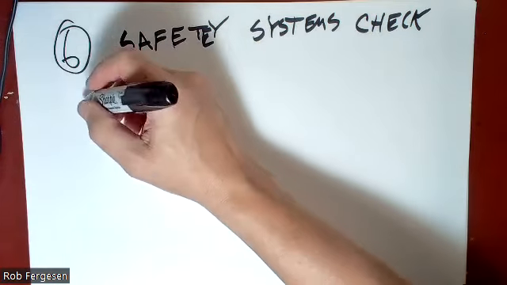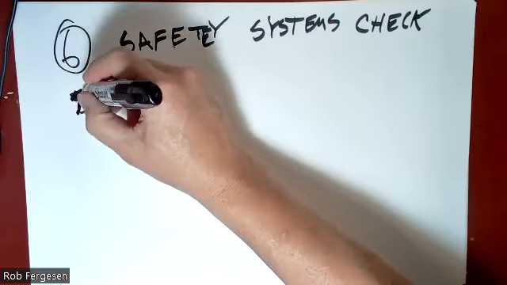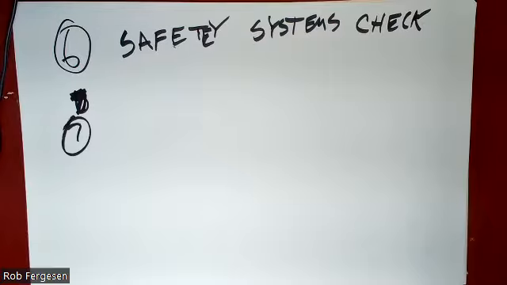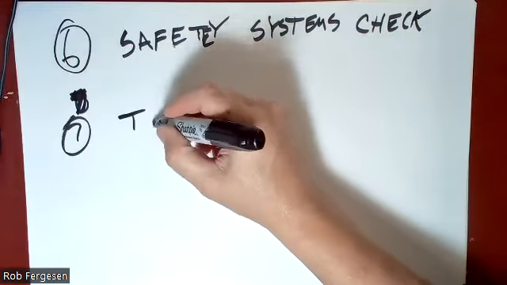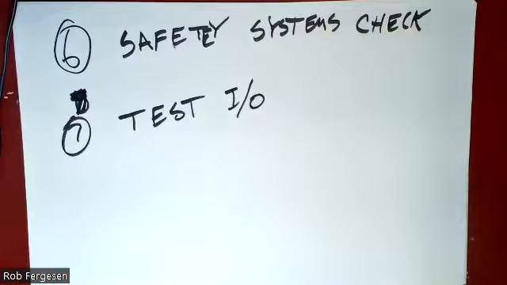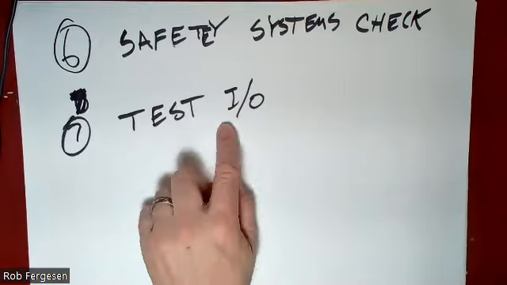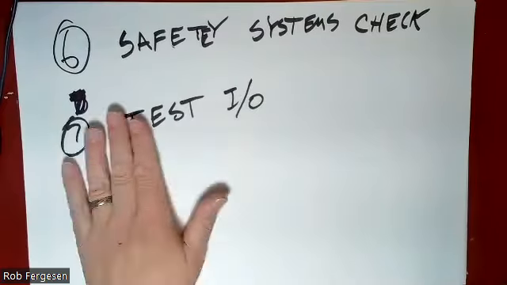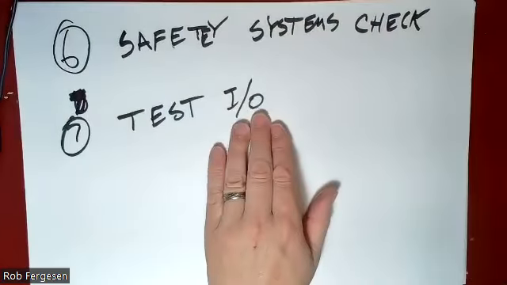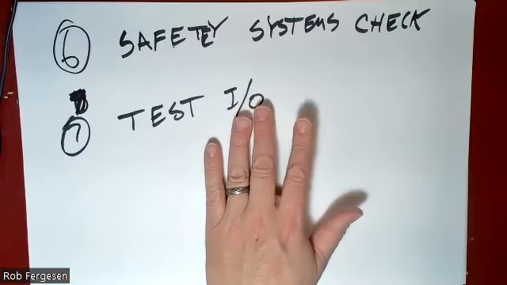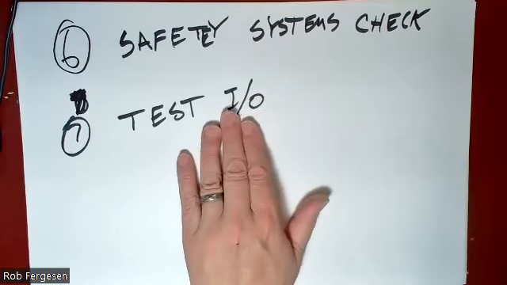The next step is 7, which is I/O. We're going to test the I/O. That means all of your inputs and your outputs for each major system. Now, you probably don't need to test this for a robotic system per se, but it doesn't hurt to do that.